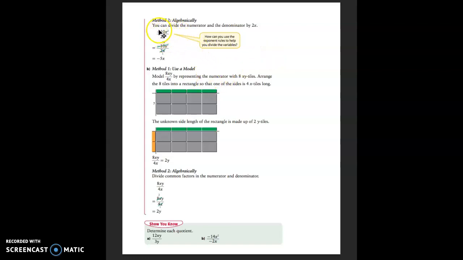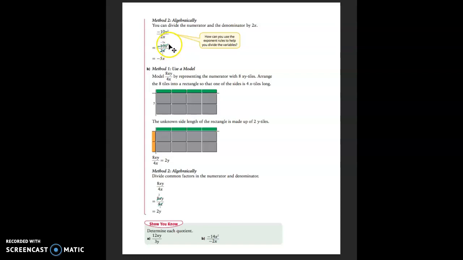Or you could simply write it algebraically, and you have negative 10x squared divided by 2x. So what you do is negative 10 divided by 2, which gives you negative 5, and x squared divided by x gives you x, right? When you divide exponents, you have to remember the exponent rules. You simply subtract the exponents.